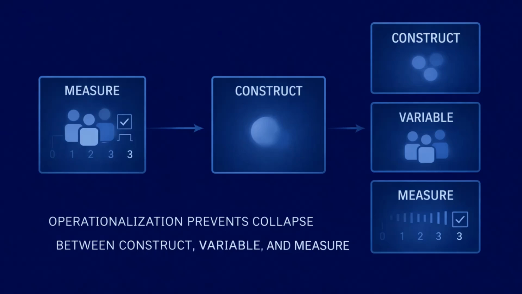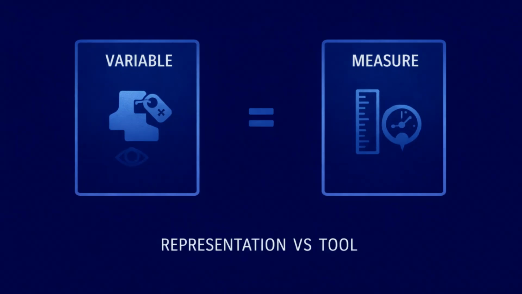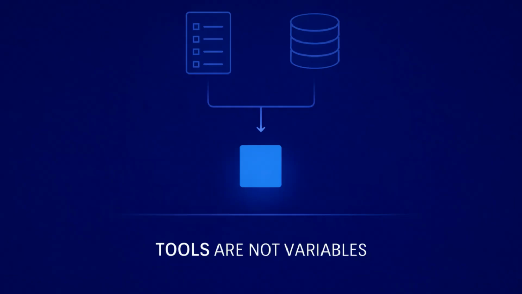It is also important to separate three things that are often collapsed. The construct is the idea you care about. The variable is the specific representation of that idea. The measure is the tool used to produce data for the variable. Saying this study will use a survey or this study will use system logs tells us nothing unless the variable those tools produce is clearly defined.